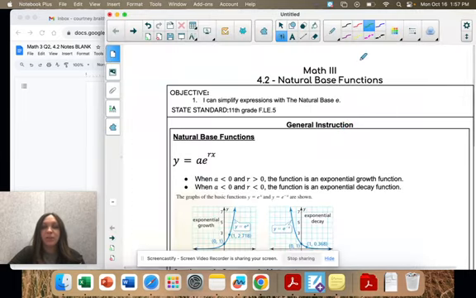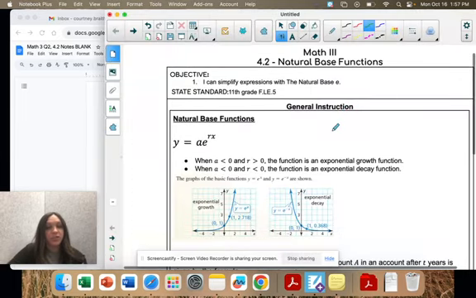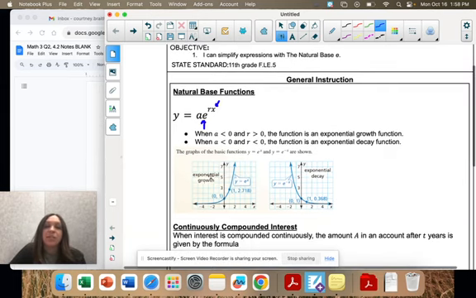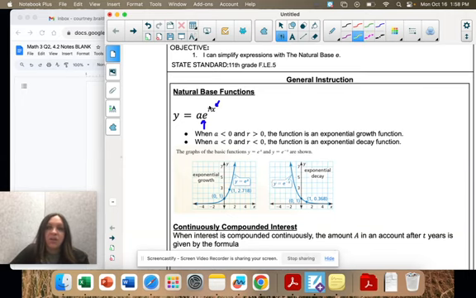Okay, 4.2, we're adding that natural base e that we learned about in the last section to functions. So this is a basic exponential function where x is the variable in the exponent, but now our base is e. And we talk about these functions when we talk about exponential growth and decay. So we're focused on r, that's the rate.